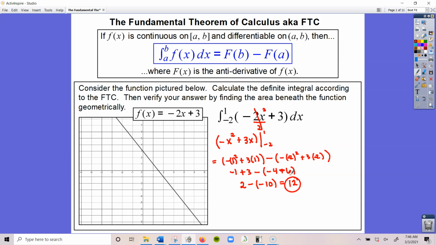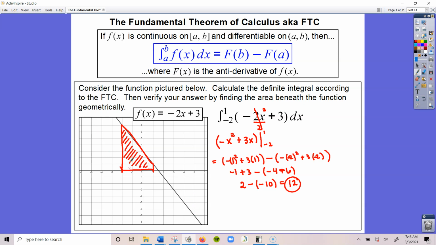Now we're going to verify that using our geometry. We do need to know some geometry equations in order to calculate that area. We are focusing on the interval negative 2 to 1. So we use the x-axis to bound the area, and then for the shape, we go up to the function. And so this is the integral with which it's defined.